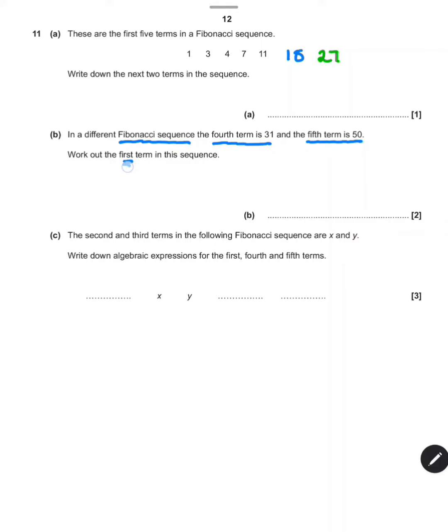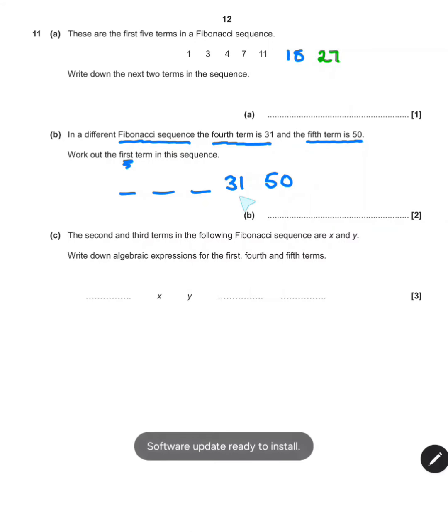In a different Fibonacci sequence, the fourth term is 31 and the fifth term is 50. Now we need the first term. So we've got the first, second, third. We know the fourth term is 31 and the fifth term is 50. And if these two terms add to make this term, then we need to do a subtraction to go the other way. So I'm going to do 50, take away 31 to get this term. 50, take away 31 is 19.